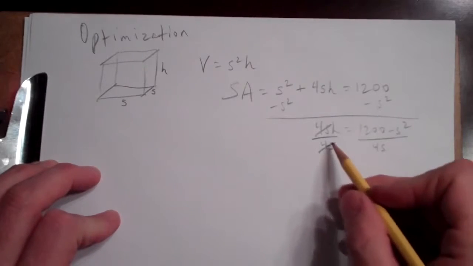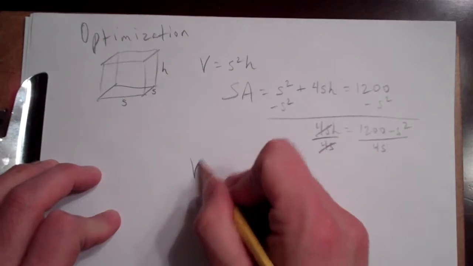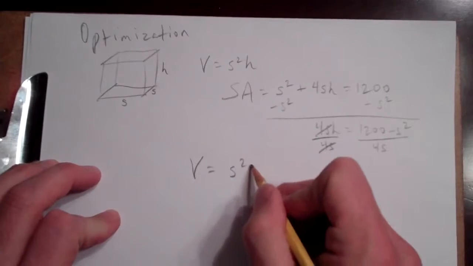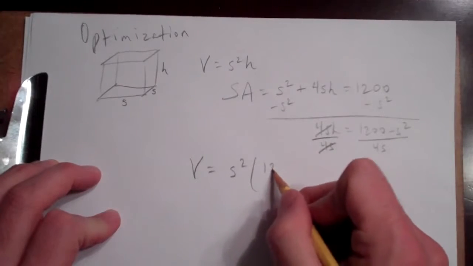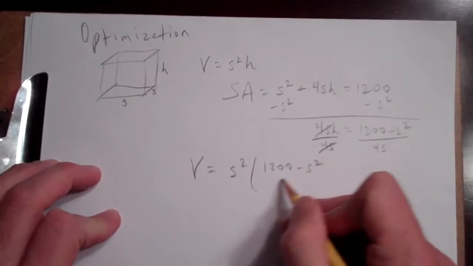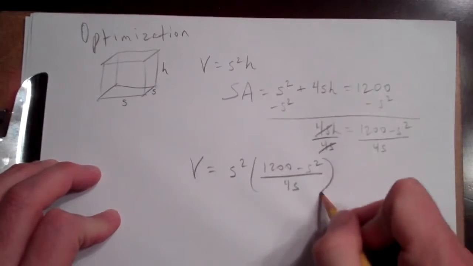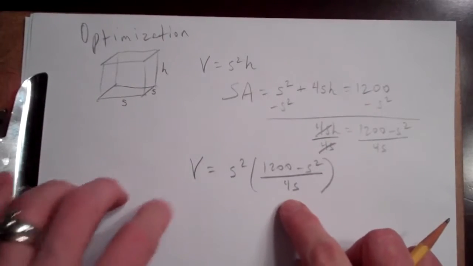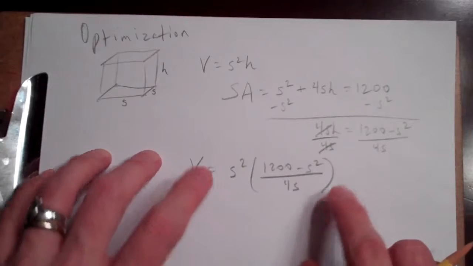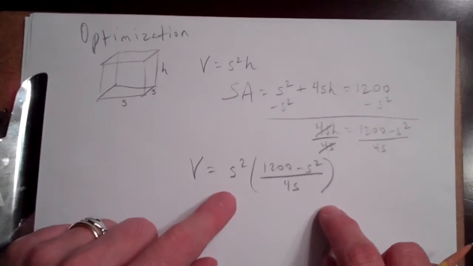Now with that, we can plug it in here. So let me rewrite my V. It's going to be S squared times this value for H, 1,200 minus S squared over 4S. At first this looks really gross if we're going to try to find the derivative of it, but it's actually not that bad because we can simplify first.